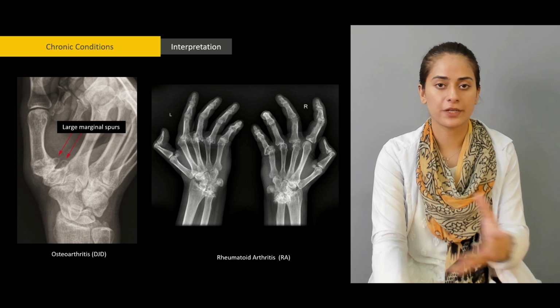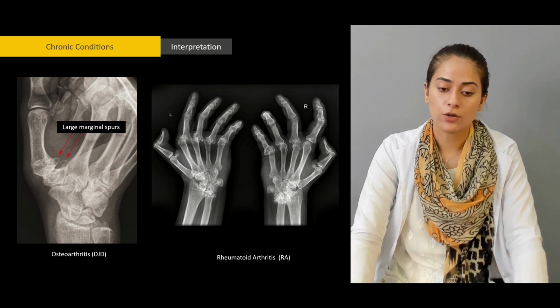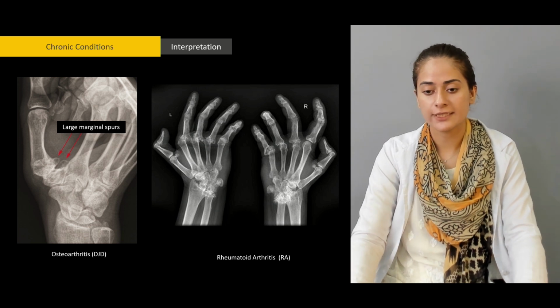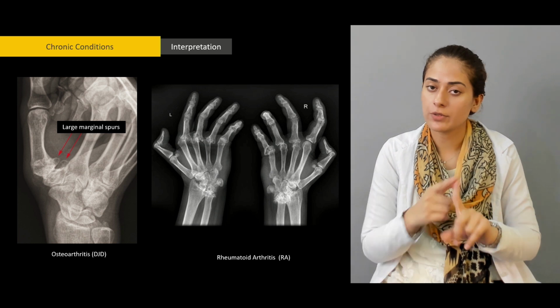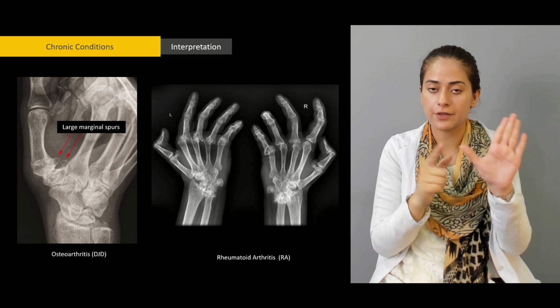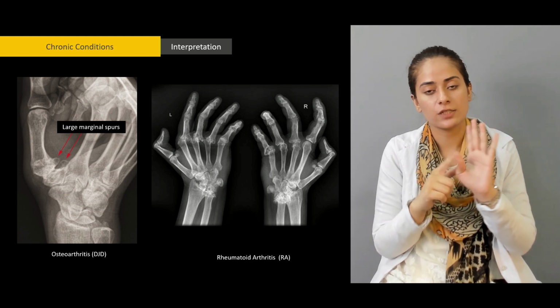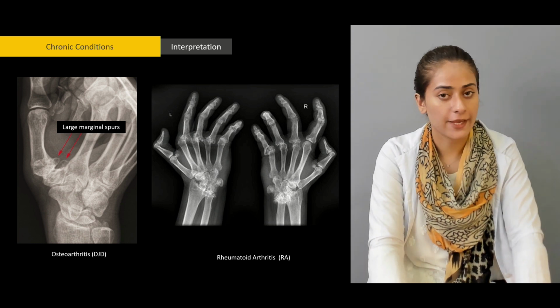So that was a little bit about the chronic conditions involving the hand, osteoarthritis and rheumatoid arthritis, and how they present on the hand. The two deformities to remember: the swan neck, mostly present on all the fingers other than the thumb, and on the thumb we see the Boutonniere deformity. The two deformities of RA.